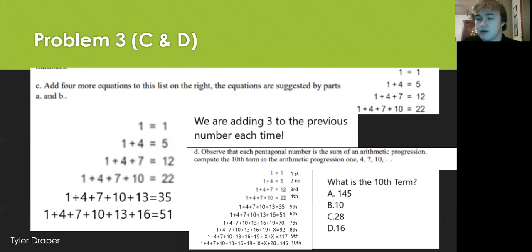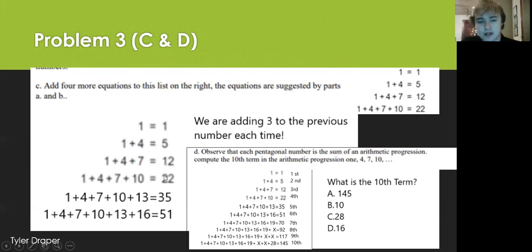4 minus 1 is 3. And then this next set here, we went from 1 plus 4 plus 7. So we added 3 again. 1 plus 4 plus 7 plus 10. We went from 10 minus 7 is 3, 7 minus 4 is 3, and 4 minus 1 is 3. So each time we're going up by an increment of 3.